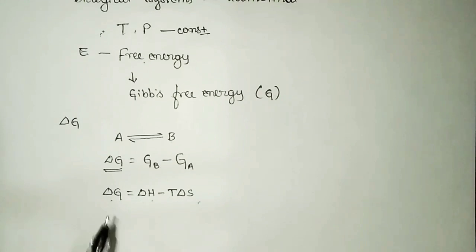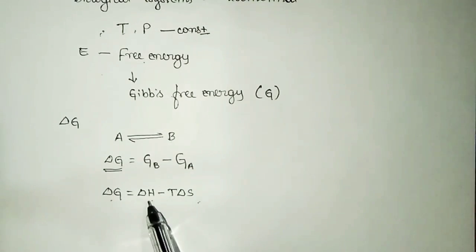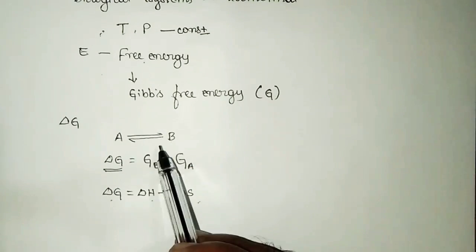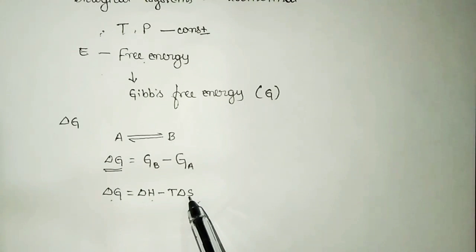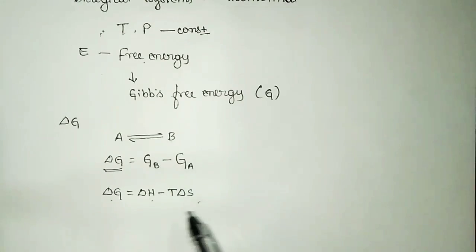So if you consider a chemical reaction, we know the exact meanings of these three parameters. That is, delta G is called the available energy to do useful work. H is the enthalpy, that is the total heat content of the system. S is entropy, which gives information about randomness in the system. And T is the absolute temperature.